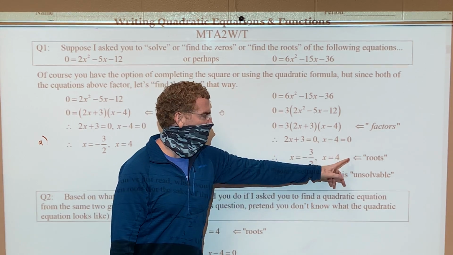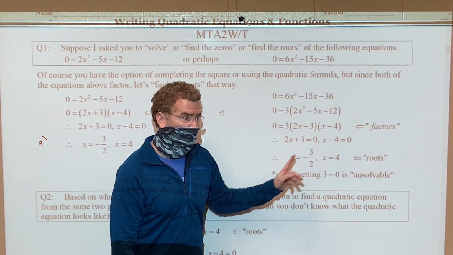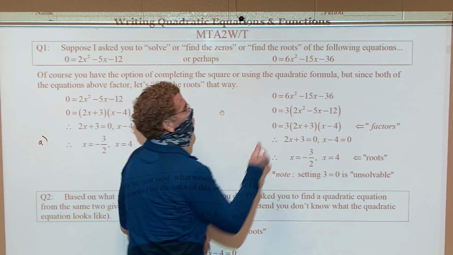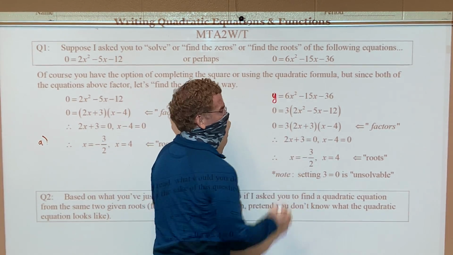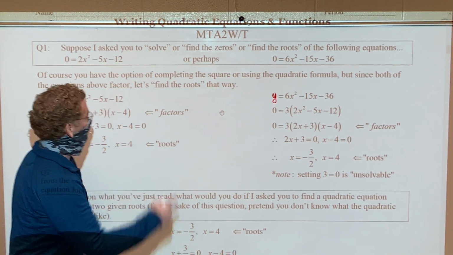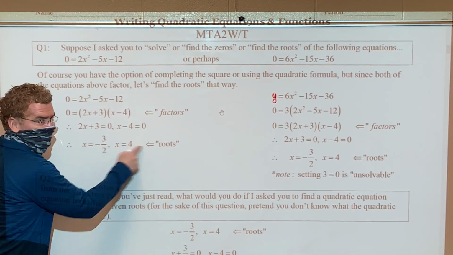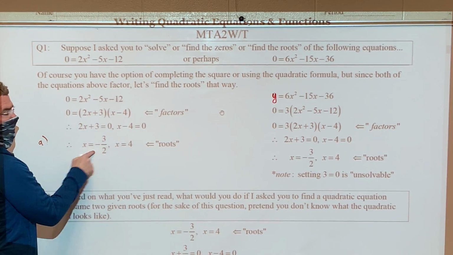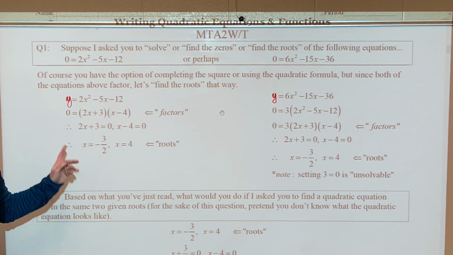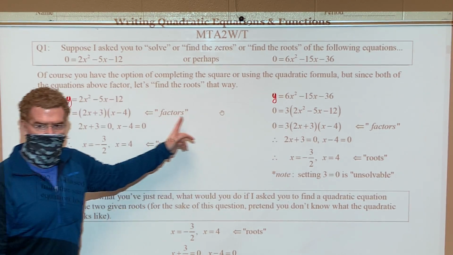Now, I want to ask you this question. If these are the solutions or the roots, and they're real, these would have been the x-intercepts if this had been y equals, wouldn't they? Yes. And if these are the solutions or the roots and they're real, these would have been the x-intercepts if there was a y right here. So what's the major difference between these two parabolas?